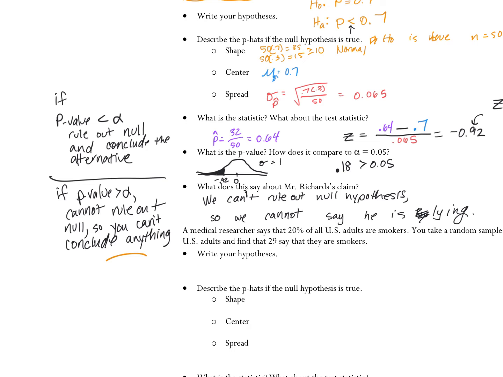So you're going to think about this as making a decision about the null hypothesis. And you make that decision using your p-value.